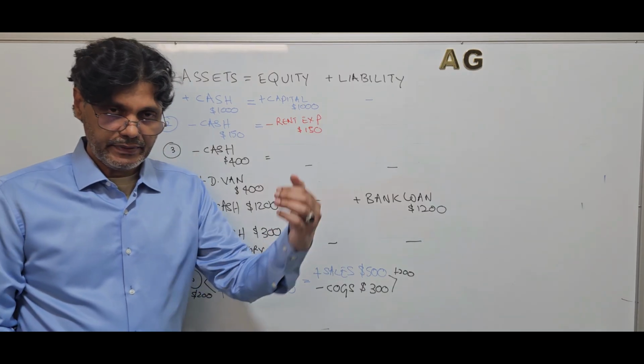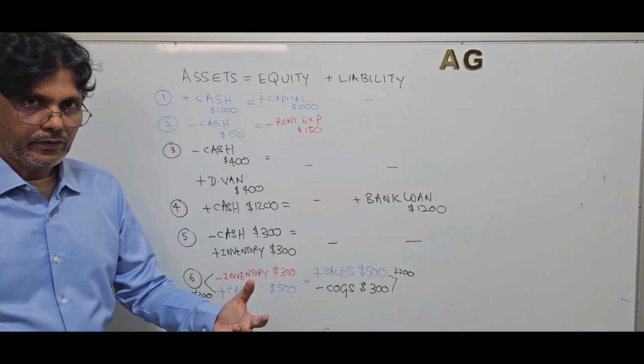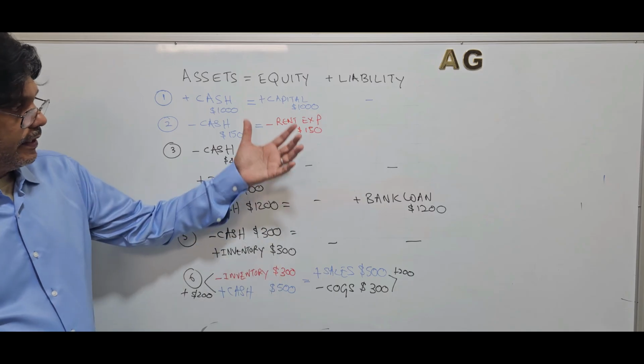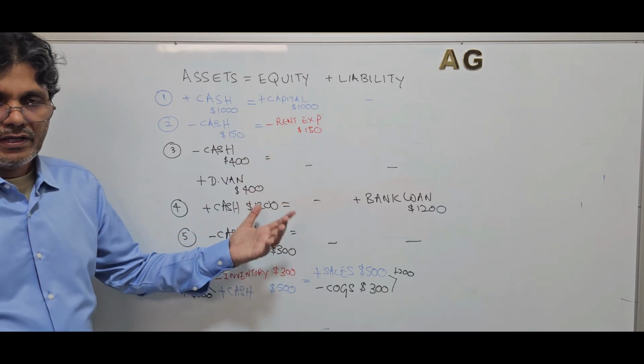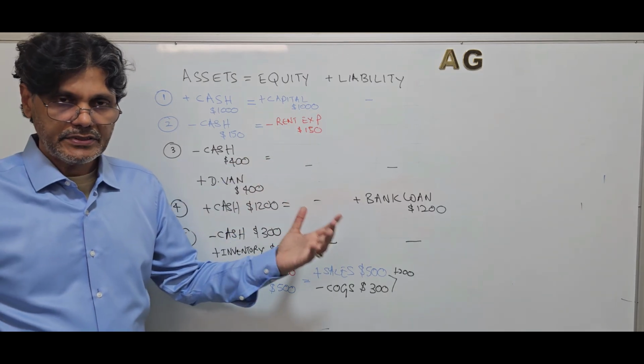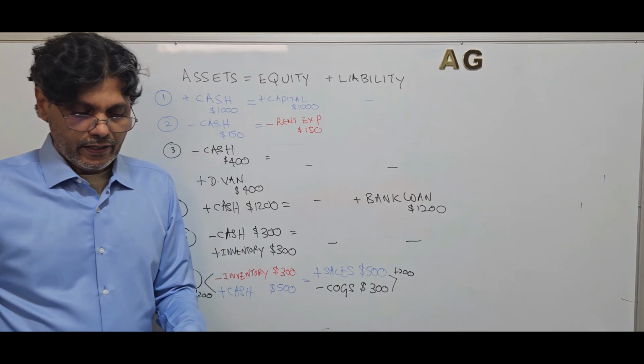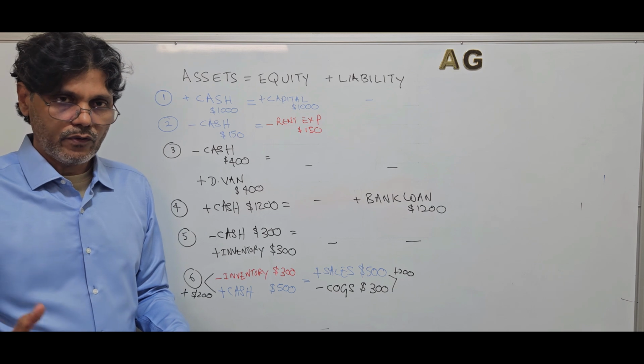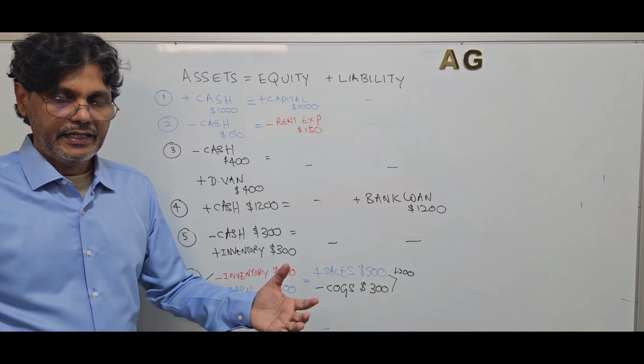So this is the first step in the accounting cycle, as I explained. We identify the impact on the accounting equation as a result of these real business transactions. Now let's move on to the second part, which is how to record these transactions in ledger accounts.